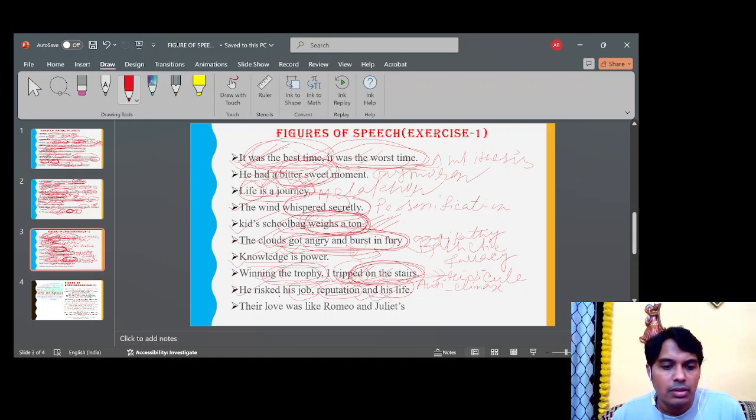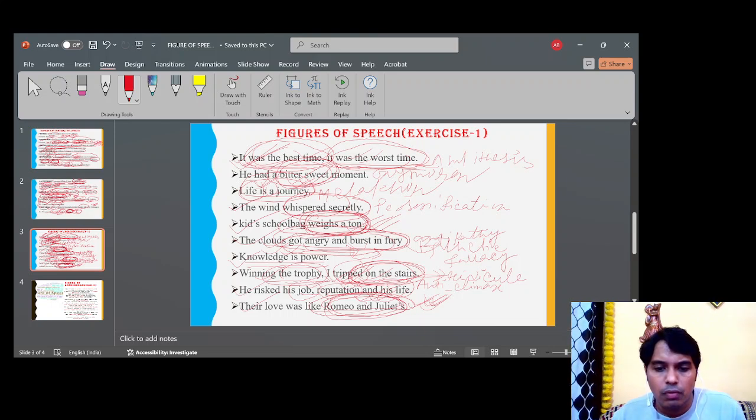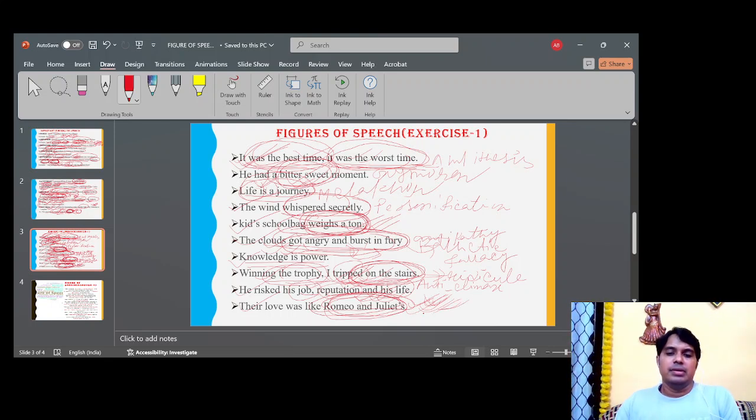Now we have come to the last example of this slide. Their love was like Romeo and Juliet. See, their love was like Romeo and Juliet. So this is just another example. You might know Romeo and Juliet. It's a historical figure. Now it is an allusion. So their love was like Romeo and Juliet is an allusion.